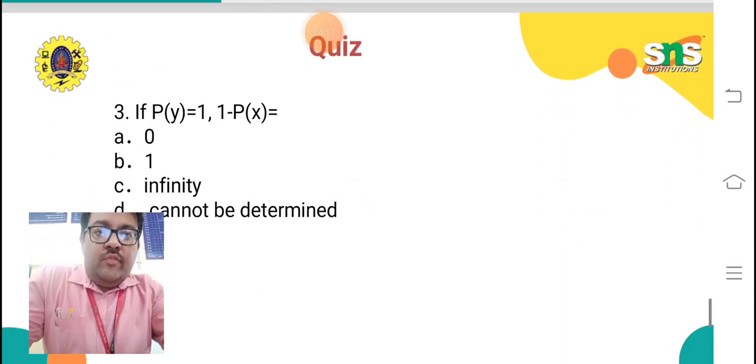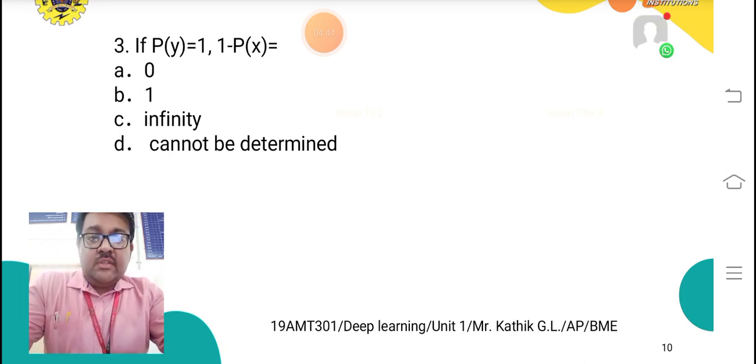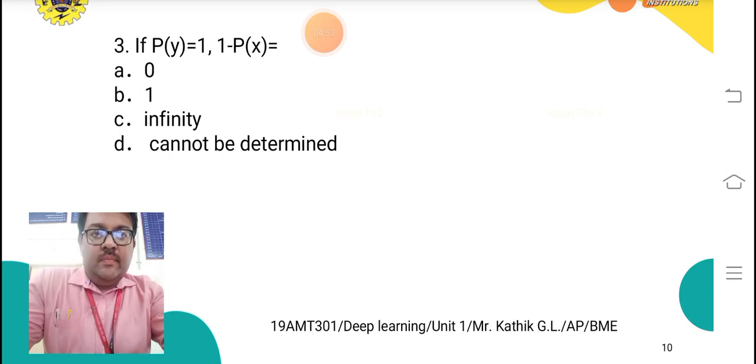Next one, if p of y is equal to 1, what is 1 minus p of x? Is it 0, 1, infinity, or cannot be determined? So p of y is given as 1, and what is 1 minus p of x? What will be the answer? The answer will be cannot be determined, because we don't know what p of x is, only p of y is defined. So it is cannot be determined. That is the answer.